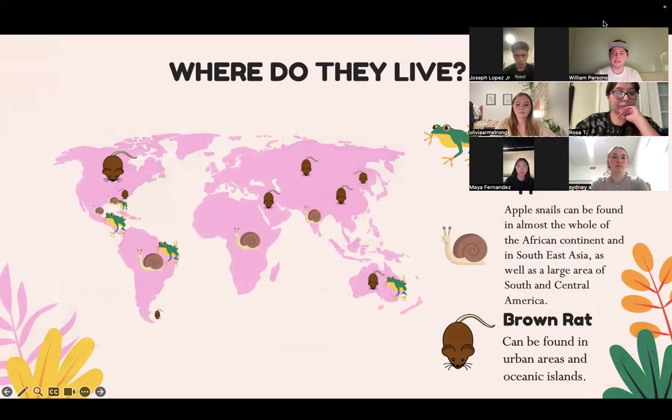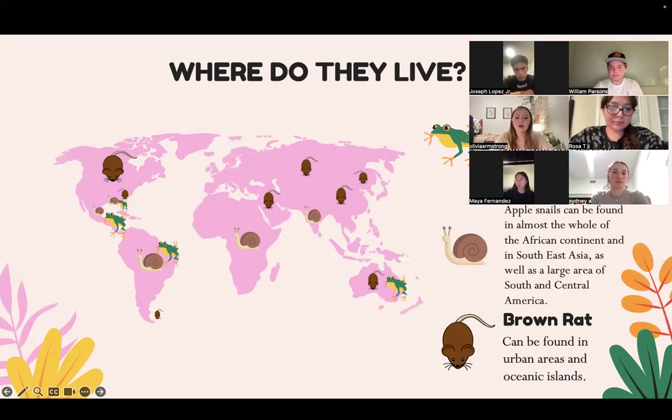All right, so the cane toad can be found in parts of South America and Mexico, and as stated before, Florida and Australia. For the apple snail, they are widespread across the globe, but they can be found in almost the entire African continent, thriving in a variety of freshwater habitats. In Southeast Asia, these snails are also common, adapting to the warm aquatic environments. Additionally, a large area of South and Central America is home to apple snails, where they have established significant populations. Their ability to adapt to different climates and environments has contributed to their extensive distribution.